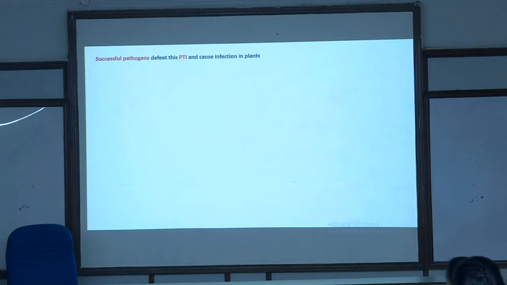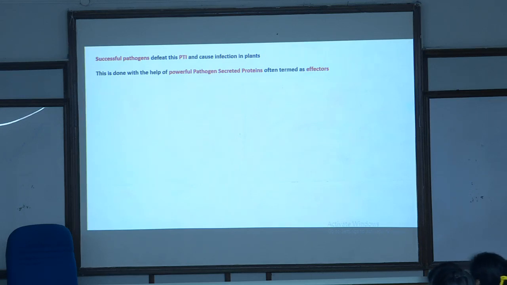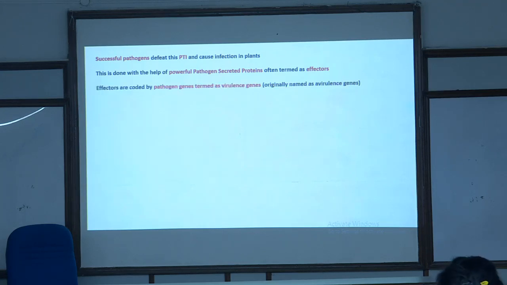The successful pathogen defeats the PTI and causes infection in the plant, right? And this is done with the help of powerful pathogen secreted proteins, often called effectors. In other terms, a microbe which is capable of secreting effectors is called a pathogen, right? The effectors are coded by specific genetic loci in pathogens, and they are popularly called virulence genes. If you read the literature, they were originally termed virulence genes, right? Now we know that they are the most potent virulence factors of most pathogens.